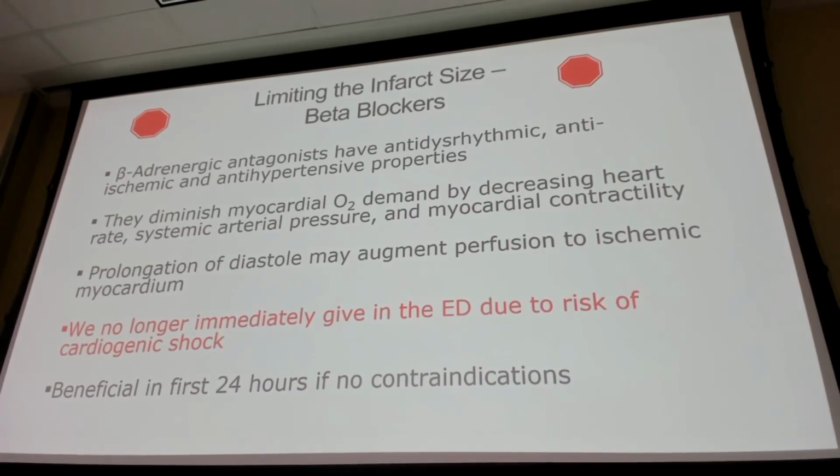So here are the things we used to do, and they do show benefit. However, we used to give it to every patient when they presented. Now we hold off and wait for them to get their PCI first, and then we let the cardiologist start some of these other medications like beta blockers. It's going to decrease your myocardial oxygen demand, heart rate, and blood pressure. That's something we usually don't like to do during the acute phase or initially in the ER, but it is beneficial in the first 24 hours. So that'll be started by your cardiologist.